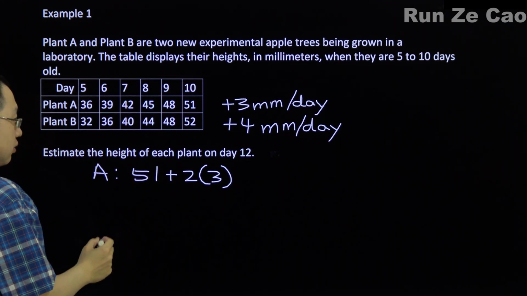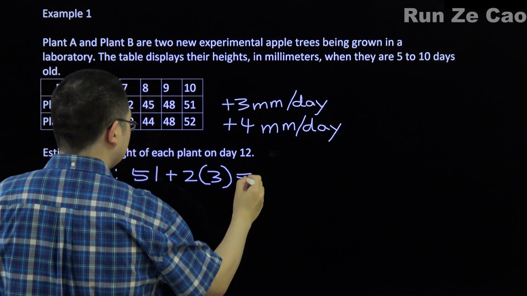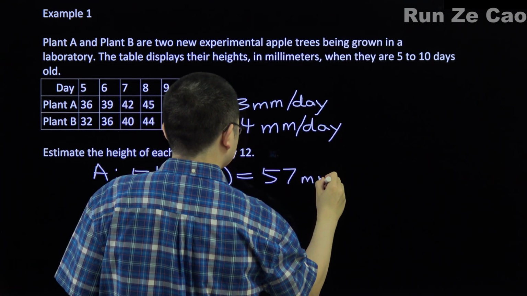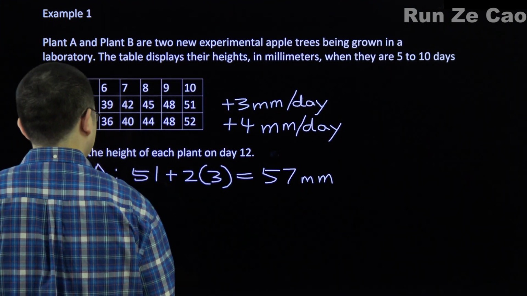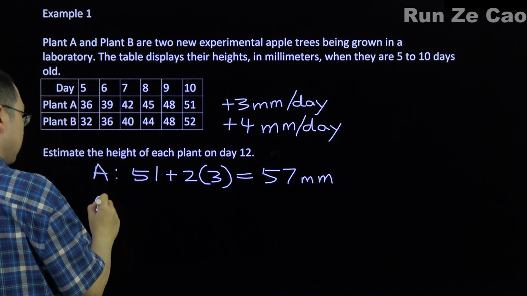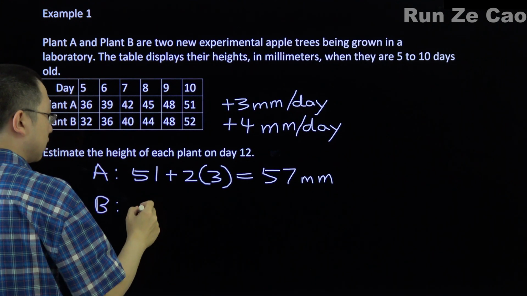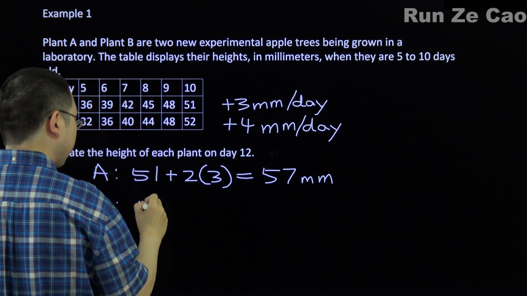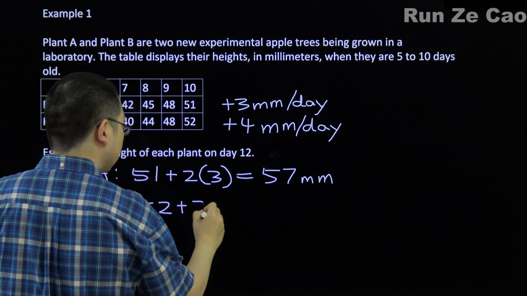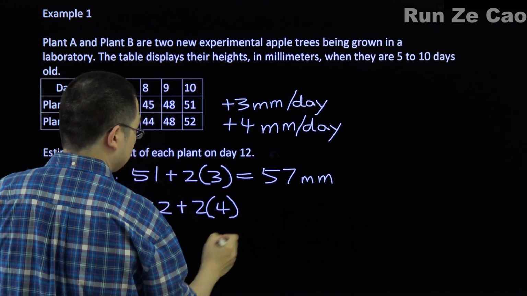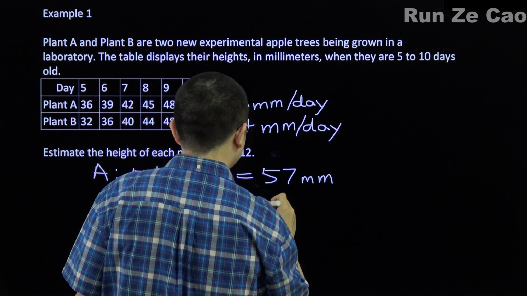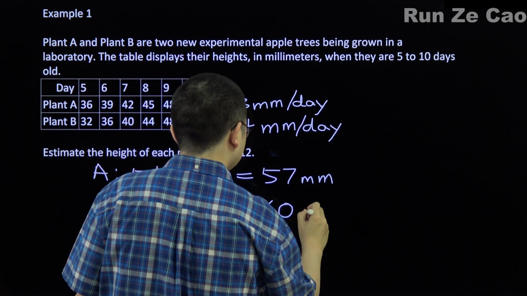So 51 plus 2 times 3 is equal to 57 millimeters. And B is at the observed trend. It's going to be 52 plus 2 times 4 millimeters. So 2 more days of growth at 4 millimeters a day brings us from 52 up to 60 millimeters.